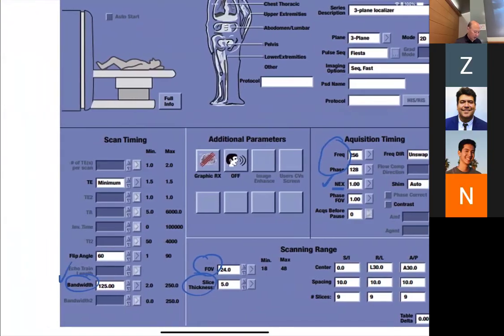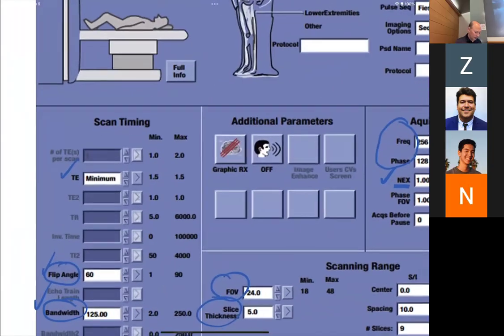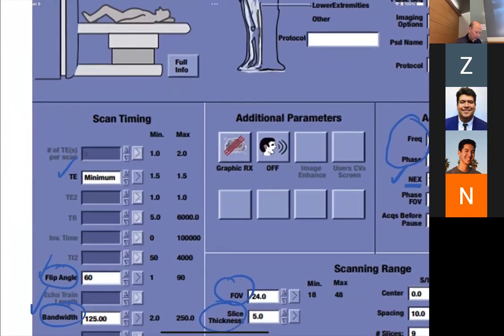We've also talked about flip angle. So you see here that the user can set the flip angle. They can also set the echo time. In this case, the TR, they're not allowed to set. Typically, when you're doing an MR protocol, there might be some fields that are grayed out, and that just means that you're not allowed to set that parameter. It's set for you.